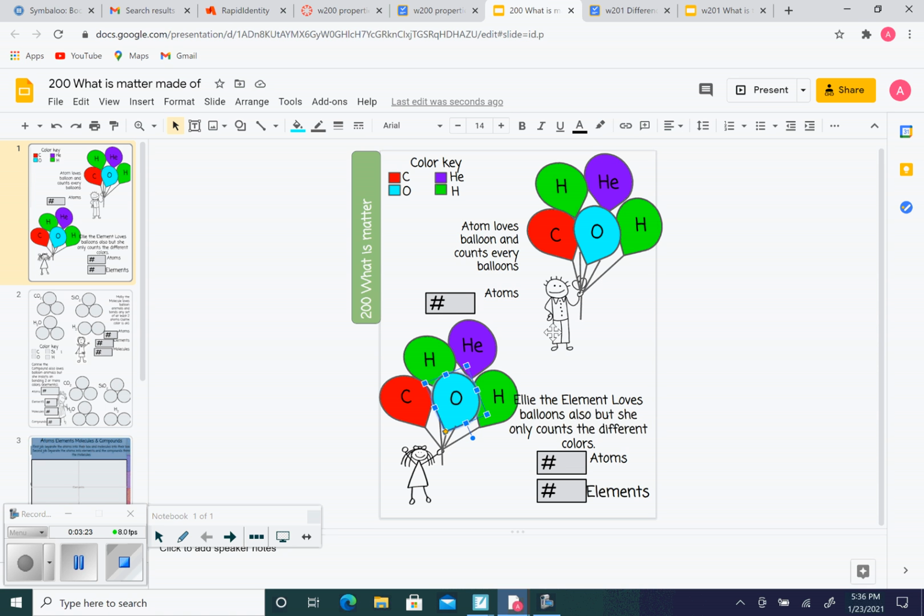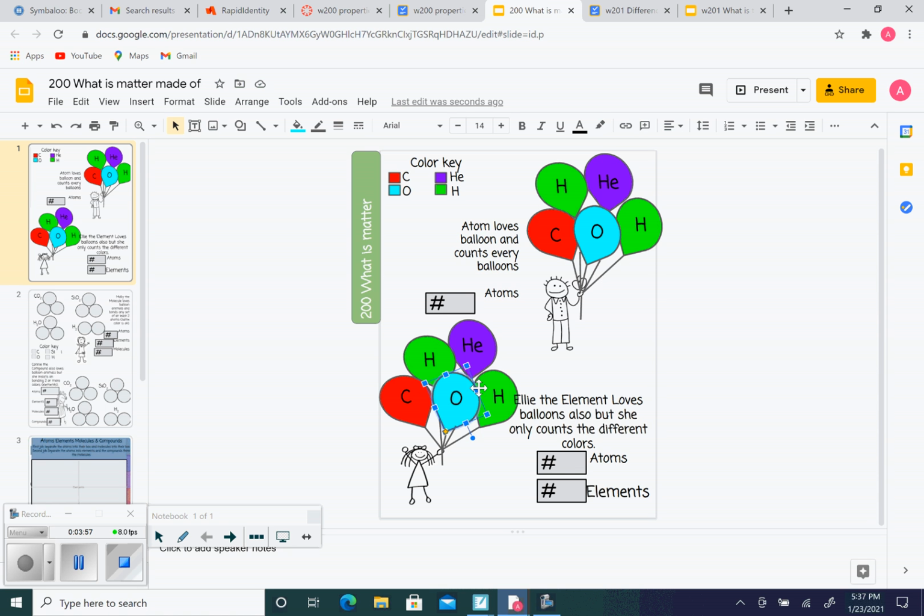So how I remember this is Adam loves balloons and counts every balloon. There are currently 5 balloons there, so you're going to write 5 atoms. On the next one, Ellie, the element, loves balloons, but she only counts the different colors. An element is a specific kind of atom. Here we have 5 atoms, but we've only got 4 different color balloons. So that is 4 elements.